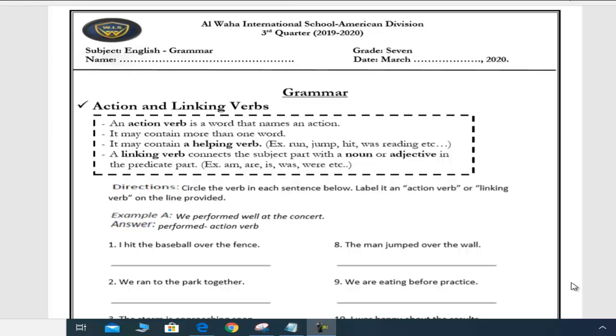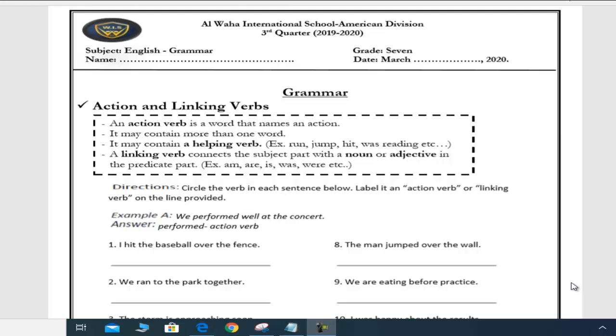Today we are going to have a quick review over the grammar topics that we covered last week in the class. First, let's start with the action and linking verbs. Before I start, I would like to remind you that by now you should all have downloaded the worksheets over the LMS. So in case you haven't, please download the sheets before watching this video.